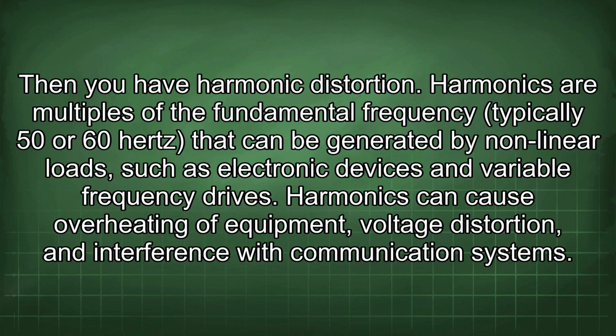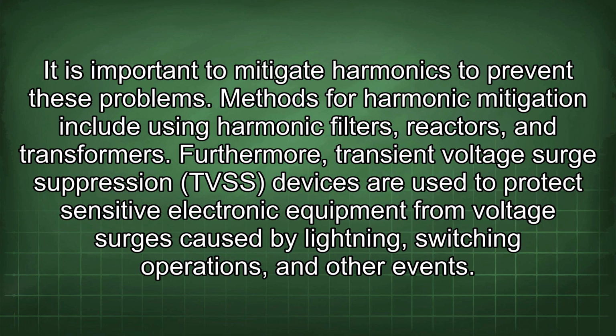Then you have harmonic distortion. Harmonics are multiples of the fundamental frequency, typically 50 or 60 Hz, that can be generated by nonlinear loads such as electronic devices and variable frequency drives. Harmonics can cause overheating of equipment, voltage distortion, and interference with communication systems. It is important to mitigate harmonics to prevent these problems. Methods for harmonic mitigation include using harmonic filters, reactors, and transformers.